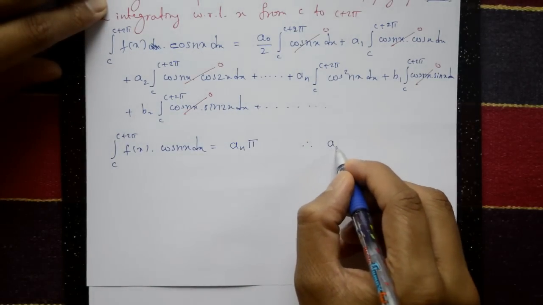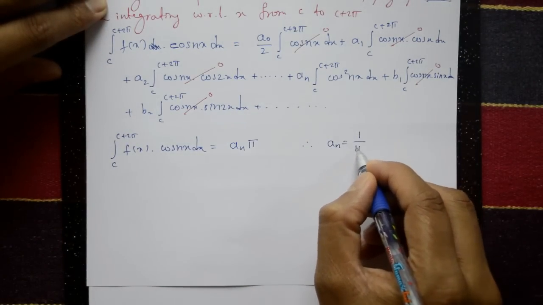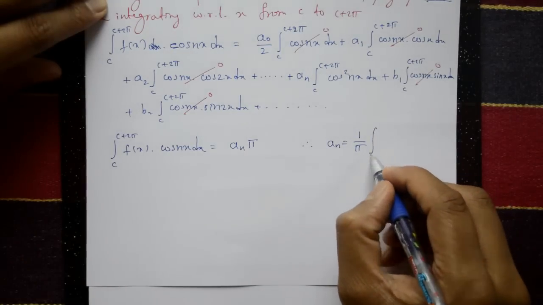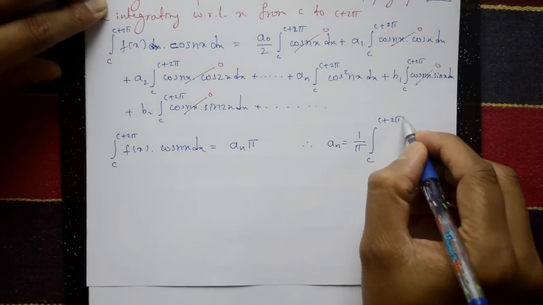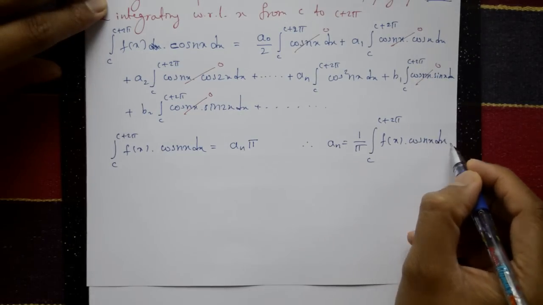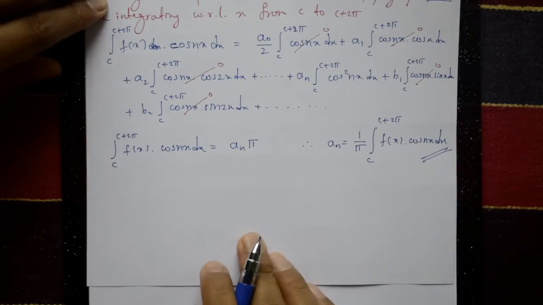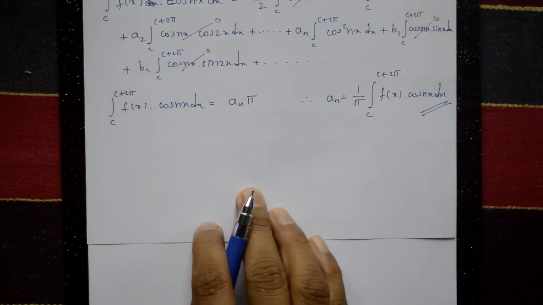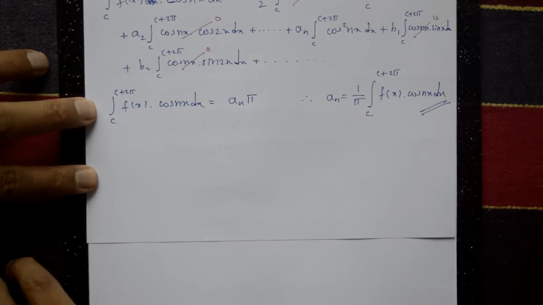Now therefore an is equal to 1 by pi, pi is cross multiplied, integration from c to c plus 2 pi of f of x into cos nx with respect to x. This is the second, an. Now the third one is bn. What is bn?